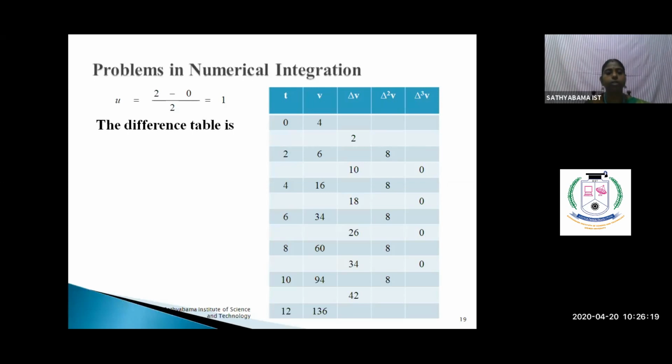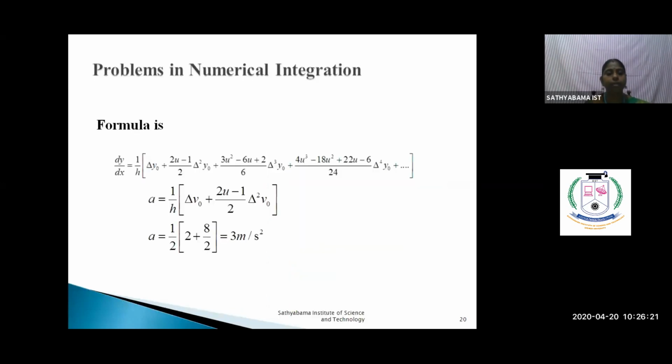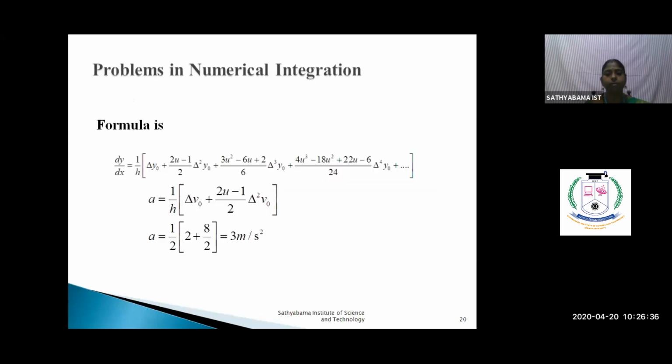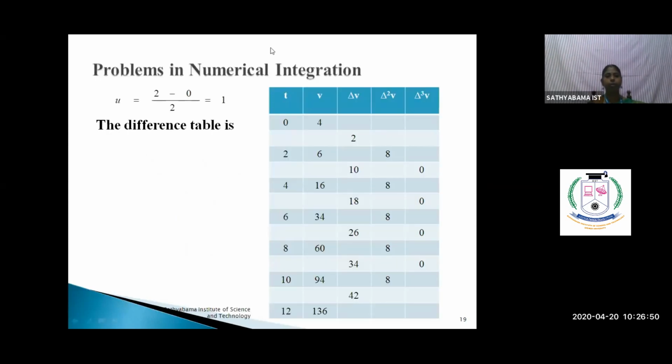So we found what u is. u is 1. So apply the value of u here. It is delta y naught is 2 plus 2u minus 1. Since u is 1, it is 2 minus 1 by 2, that is 1 by 2. Delta square y naught is what? 8, taken from the table. So 2 plus 8 by 2, that is what? 4. 4 plus 2, 6. 6 by 2, it is what? 3 meter per second square. This is the acceleration. Okay. So like this also you will get.